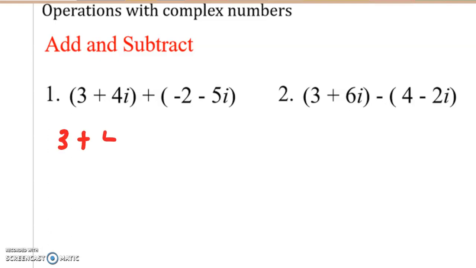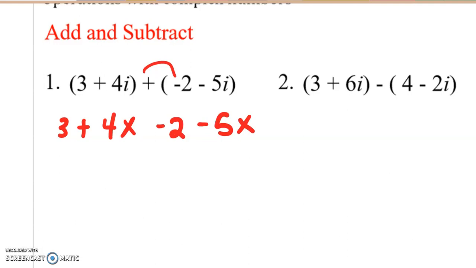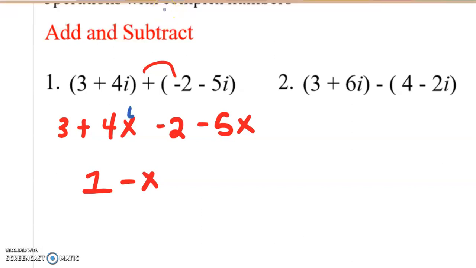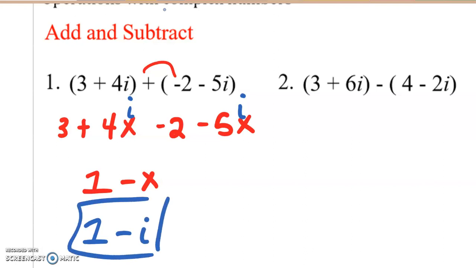So for example, I could write this as 4x plus a negative is -2 minus 5x. I could pretend it's just like a variable. So I would hope you could simplify this. So 3 minus 2 is 1, and 4x minus 5 is -x. So that would be my answer. So really, the only thing is I'm going to change this to an i and this to an i, which means it's 1 minus i.